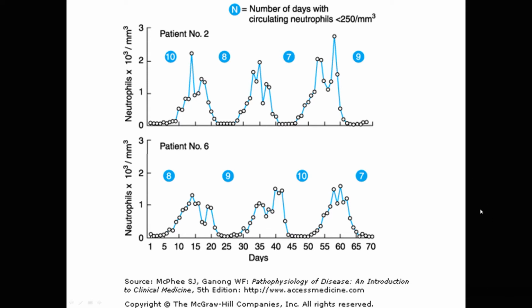As a consequence, the storage pool of granulocytes in the marrow is not adequate. There are striking variations in their numbers. The neutrophil production occurs in discrete waves. They are shown here, waves of production for two different patients. The full cycle is about 19 to 20 days and includes a trough and a peak.